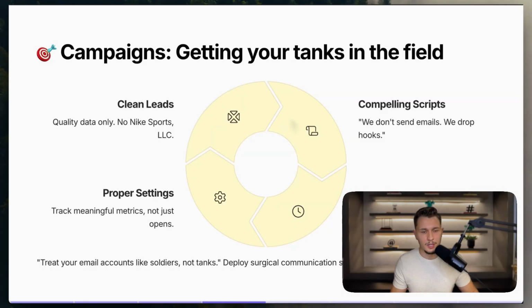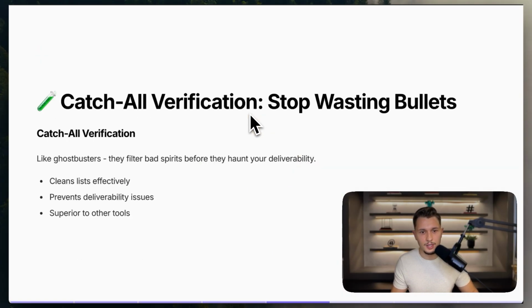Next step, now that you've got your campaigns live, the next thing that we've got to understand is, in terms of lead generation, how do we do catch-all verification? This is a new feature that Instantly has introduced that we use a lot in all of our companies because it's very cost-effective and genuinely very helpful. And it's been so for a while now, which is just stop wasting bullets.